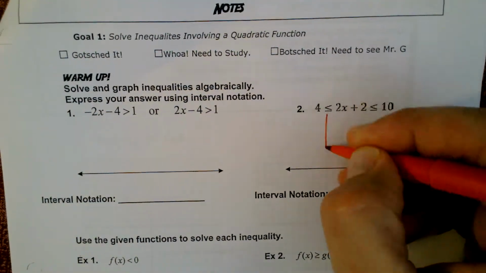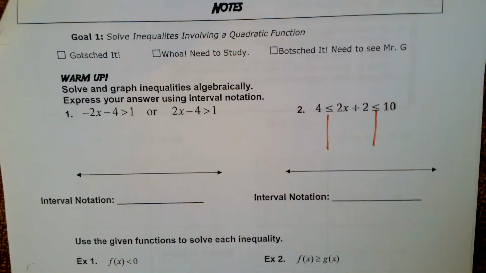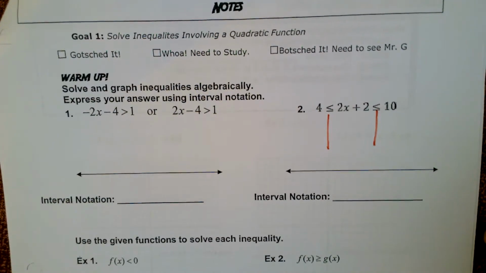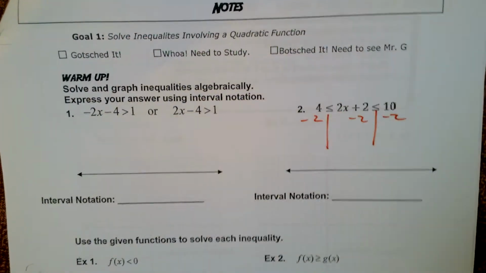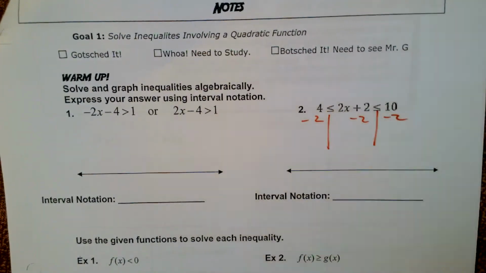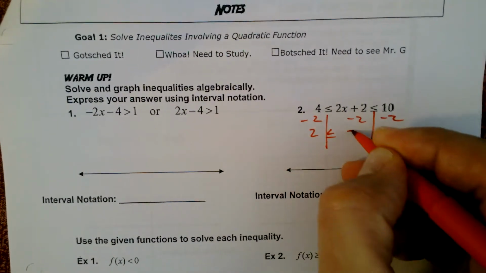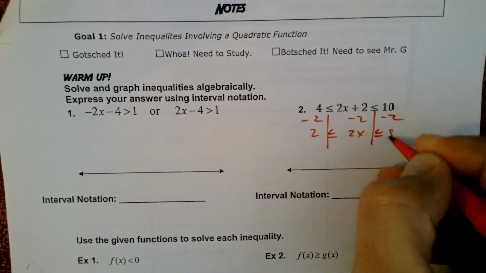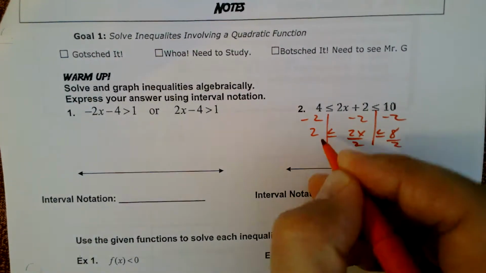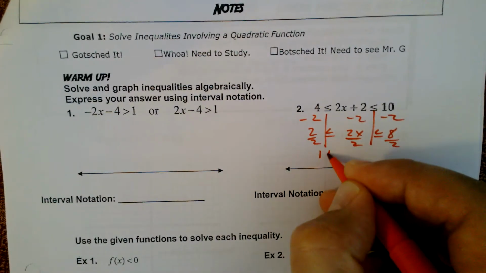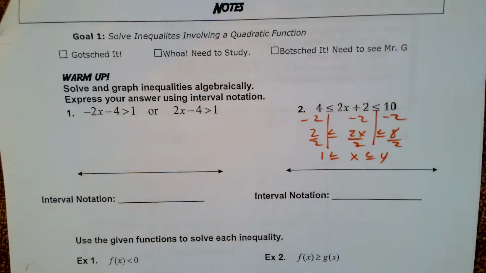So I always said, think of this as 3 different columns, 1, 2, 3, and whatever you do in one column, you got to do in the other. So if we subtract the 2 over, got to do it over there also. So you got to do it in all 3 columns. So we get 2 is less than or equal to 2x, which is less than or equal to 8. And then the last step, divide everything by 2, and we get 1 is less than or equal to x, which is less than or equal to 4.